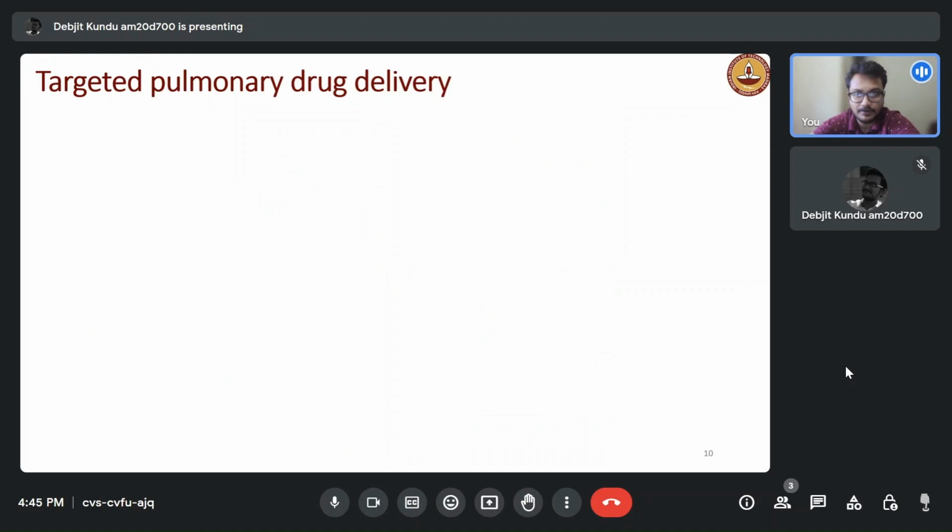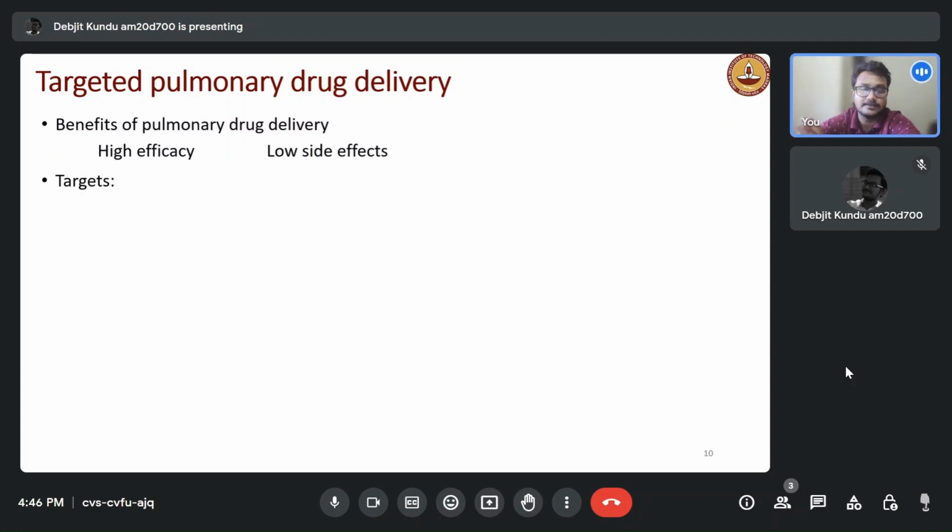Then we move on to the second part of my work, where we are looking at targeted pulmonary drug delivery, which has its benefits of its own, like high efficacy and low side effects. And the entire bunch of drugs which are administered in this way can be classified into two classes which target two different regions.